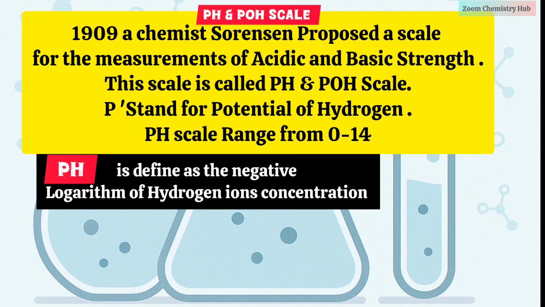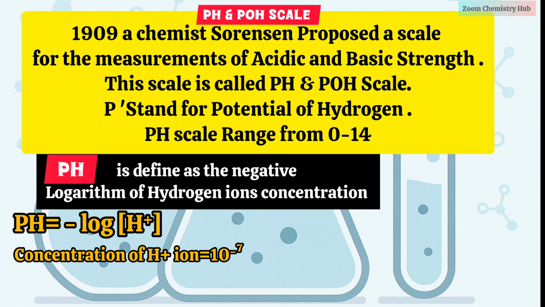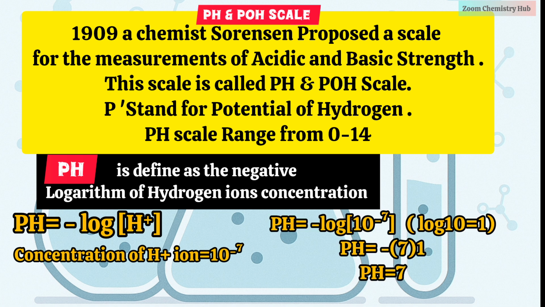We can define pH as the negative logarithm of the hydrogen ion concentration. So pH is equal to the negative log of the hydrogen ion concentration, and if the concentration of hydrogen ions is 10 raised to the power minus 7, then we put this value into the equation. After calculating this mathematically, we get the pH of this solution as 7.